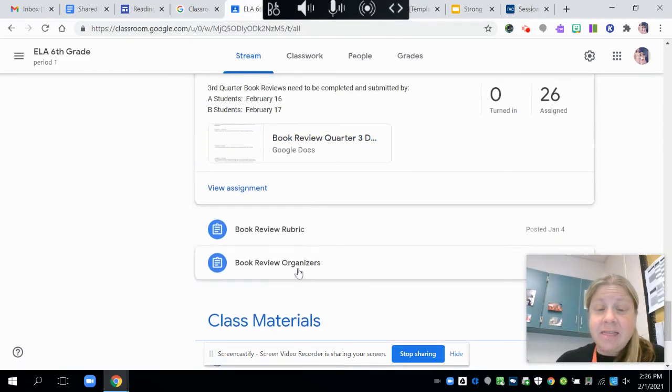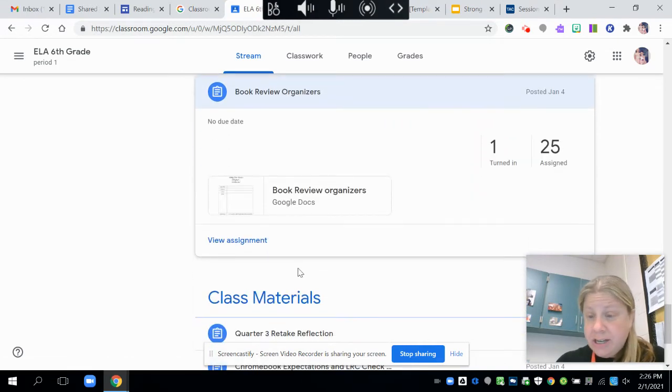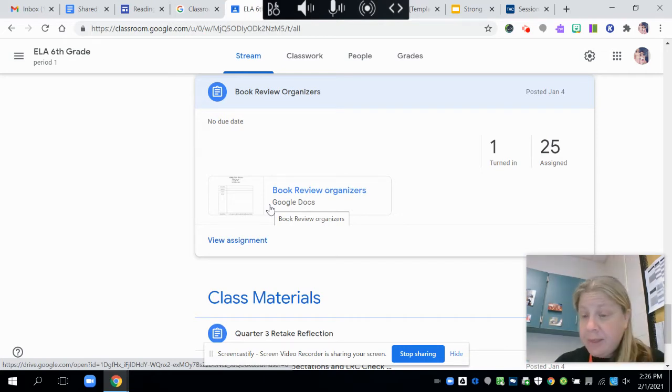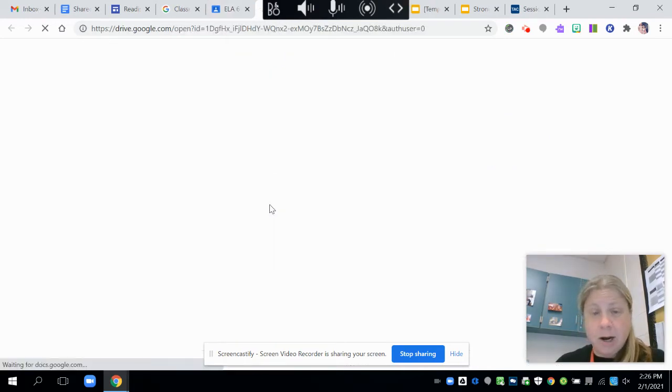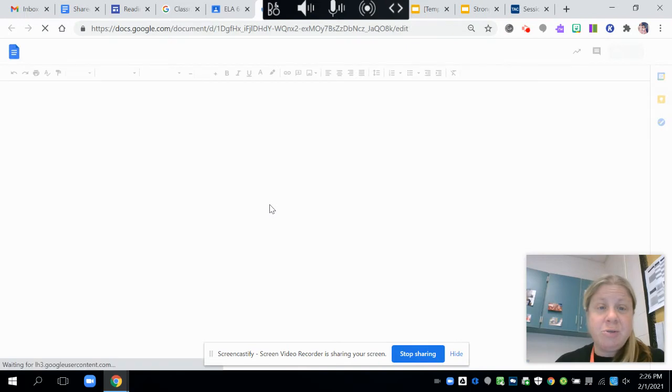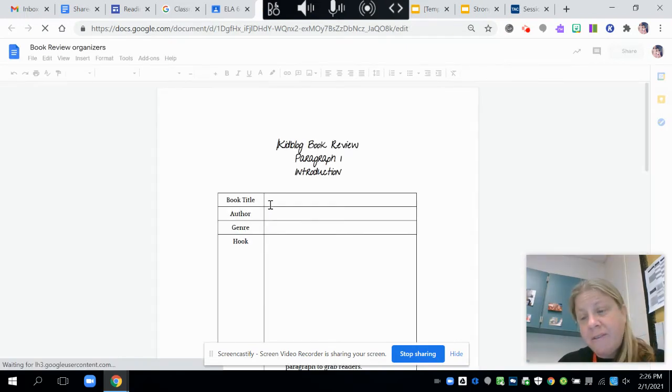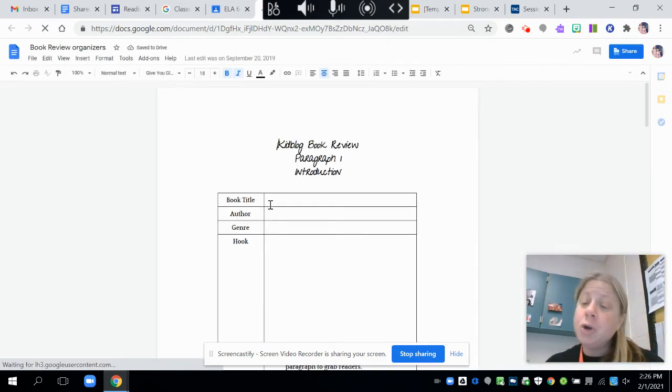You will see that there are organizers here to help you get going. Now, they are not required. However, I do strongly recommend using them, especially if you're brand new to the class or if you're new to doing a book review with me this year. What you'll notice when you click into it is that if you follow these graphic organizer steps, my friends, you're going to be in really good shape. Most of this will easily transfer over into your book review.